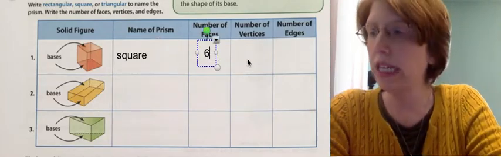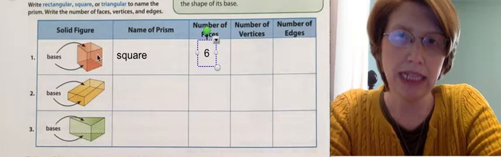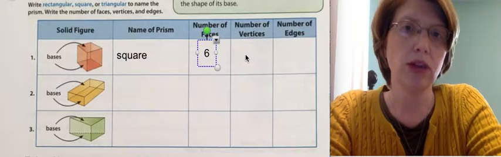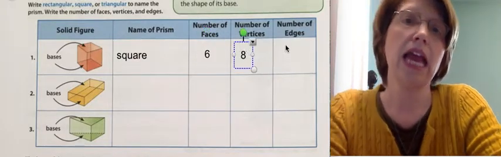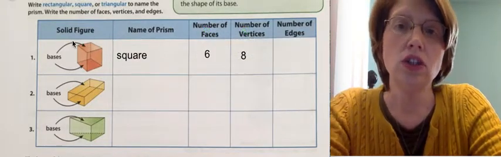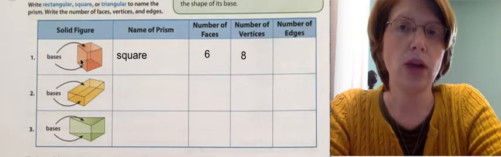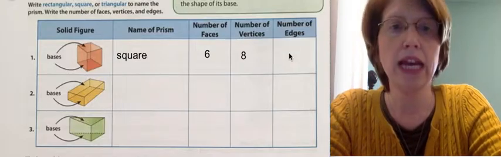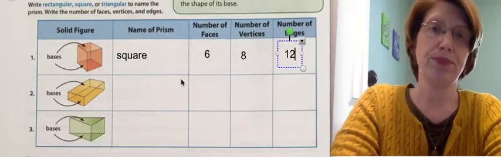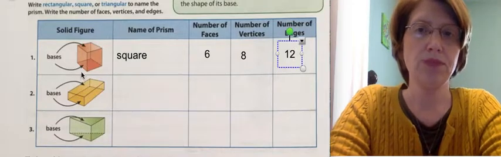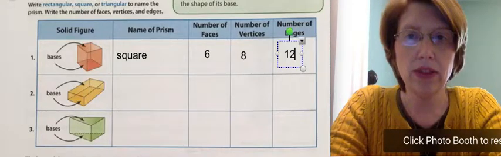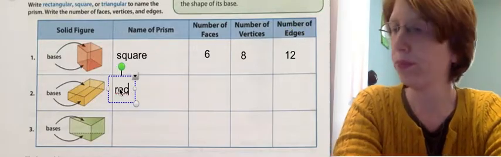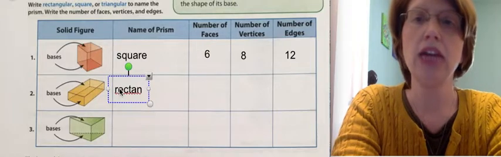How many vertices? That's where they meet here. So you've got 4 at the top and 4 at the bottom. So that would be 8 vertices. And how many edges? You have 4 at the top, 4 at the bottom, and then 4 on the sides. So 3 sets of 4 is 12. 12 edges. Okay, now what shape is this? This is a rectangle.